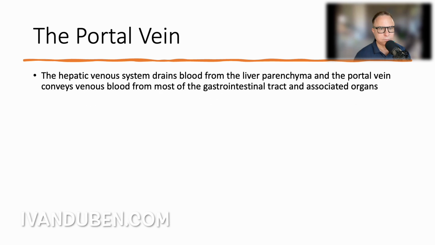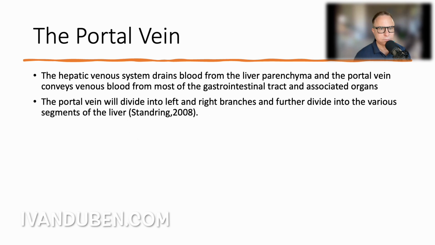The hepatic venous system drains blood from the liver parenchyma, and the portal vein conveys venous blood from most of the gastrointestinal tract and associated organs. The portal vein will divide into left and right branches and further divide into the various segments of the liver.